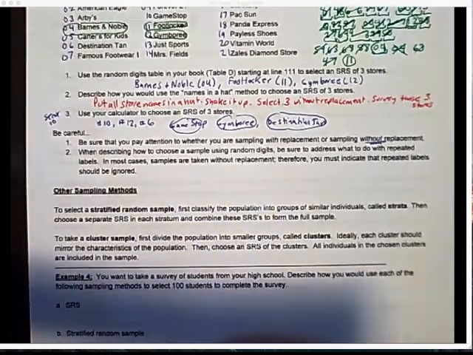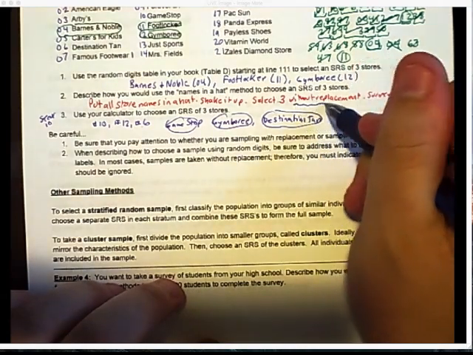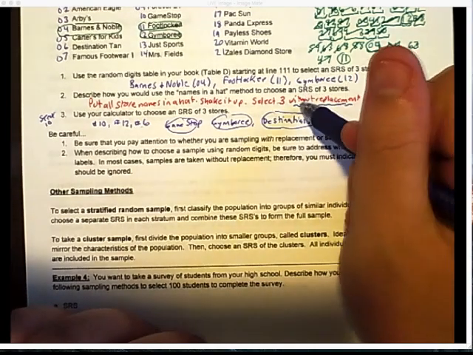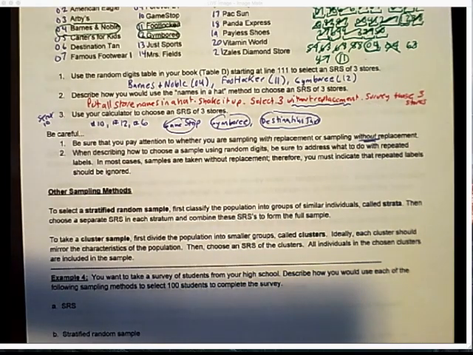When describing how to choose a sample, be sure to address what you do with repeated labels. Like I did here. Select 3 without replacement. That lets the reader know that you're taking a name out of the hat, but you're not putting it back in. In most cases, samples are taken without replacement. Therefore, you must indicate with words that repeated labels should be ignored.